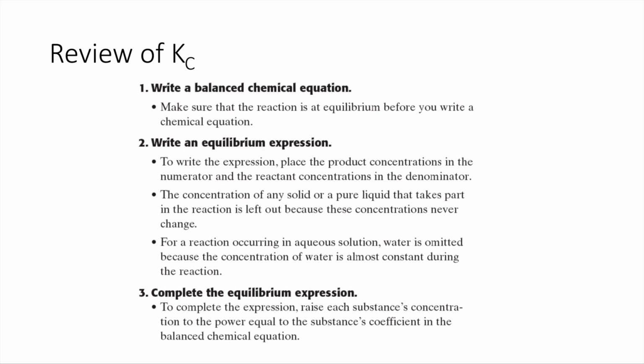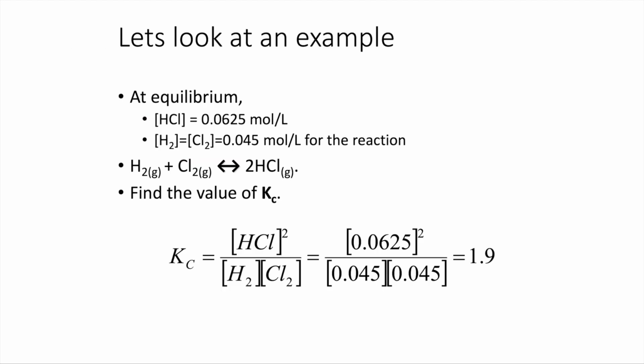And then complete the equilibrium expression. To complete the expression, raise each concentration to a power equal to the substance's coefficient in the balanced chemical equation. And so going back, basically it's this right here. These are your coefficient numbers. You have a 2, a 1, and a 1.